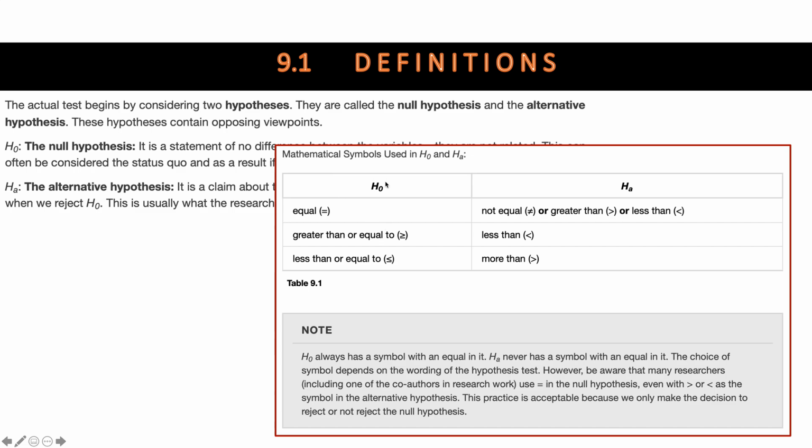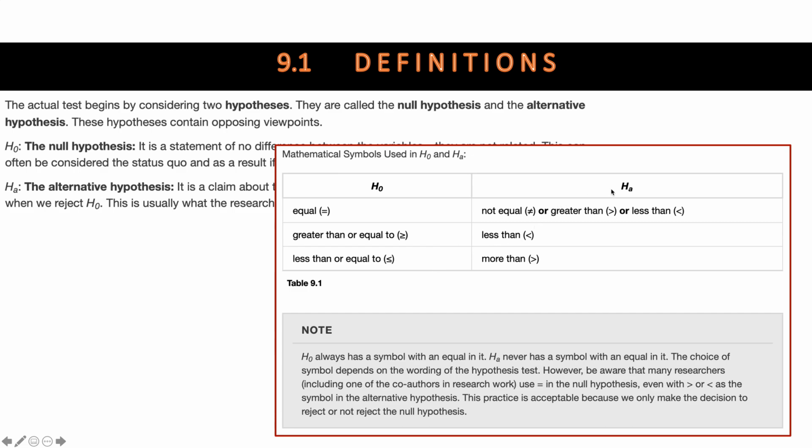Here is a null hypothesis. They always have equal signs if it involves numbers and so on. The alternative would have a not equal sign or a greater than or a less than sign. So the null hypothesis can be equal, it can be greater than or equal to, or less than or equal to. The alternative to equals is not equals. The alternative to greater than or equal to is less than. The alternative to less than or equal to is greater than.